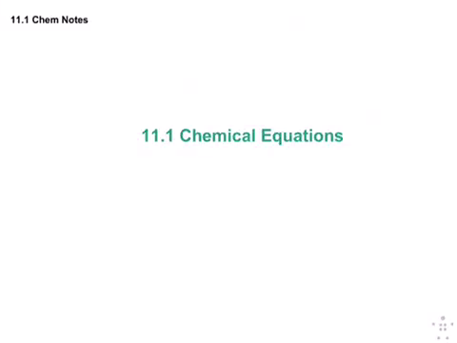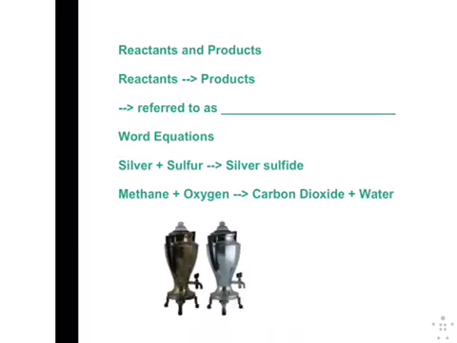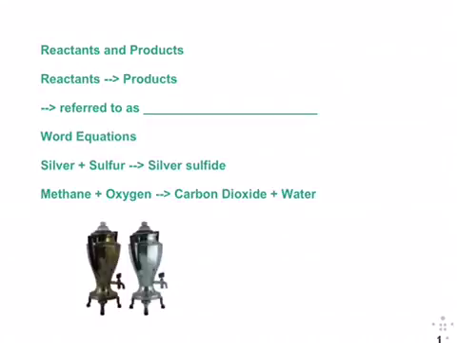All right, so this chapter we're looking at chemical equations. Chemical equations have the basic formula of reactants on the left, then we have an arrow, and then the products are on the right. The arrow is referred to as a yield sign.